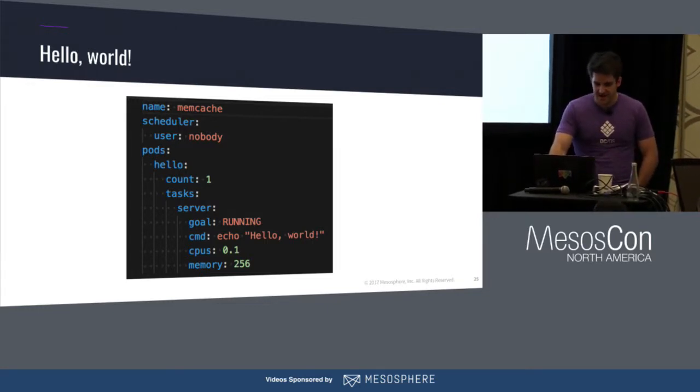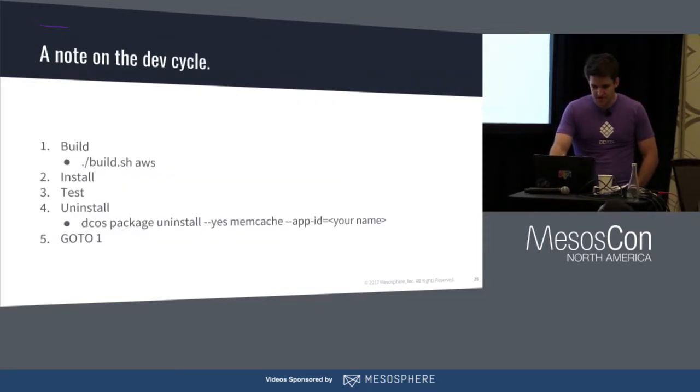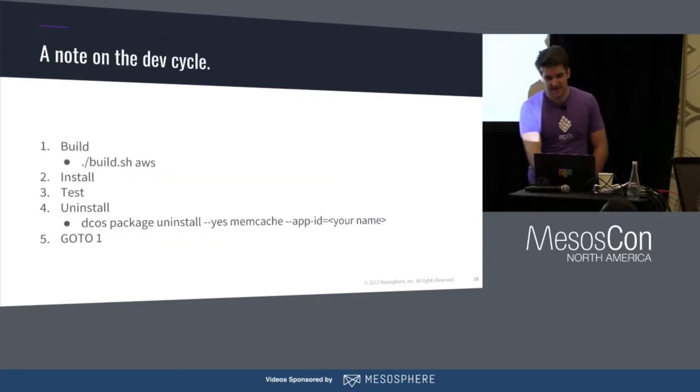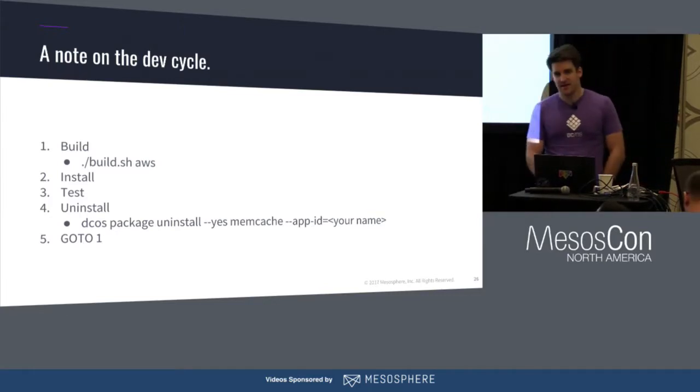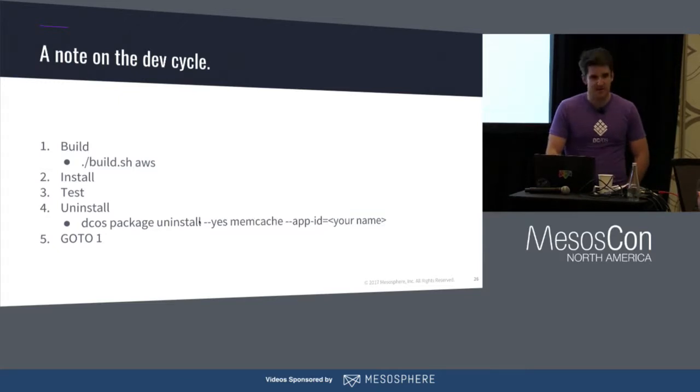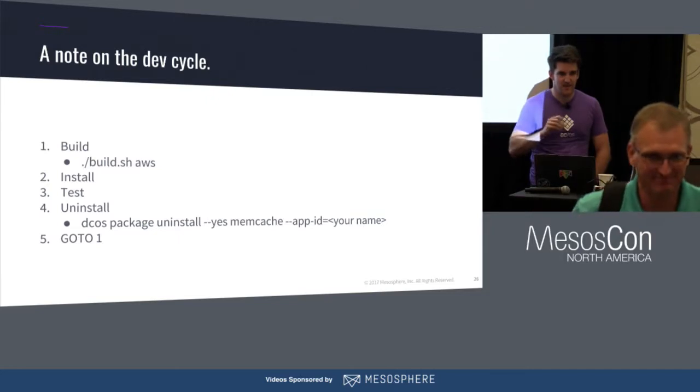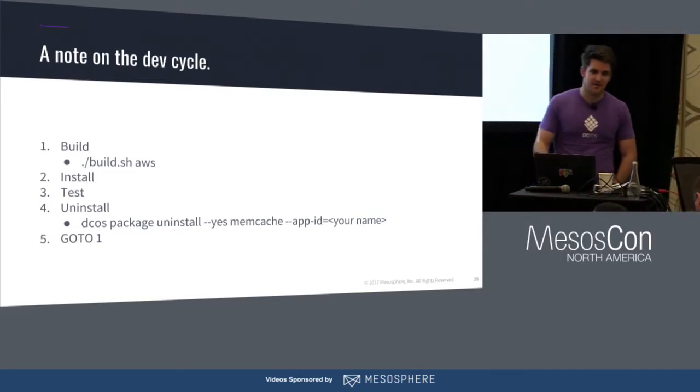Okay, so hello world, very simple example. What does the development cycle look like with the SDK? Essentially, we build, then we install, then we test whatever we wanted to test, then we do an uninstall. These slides are old. But basically, uninstall goes through and puts the scheduler into an uninstall mode. It then unreserves everything it had reserved and walks away, leaving a very clean cluster that you can put other things on. And then you just loop through that again and again.